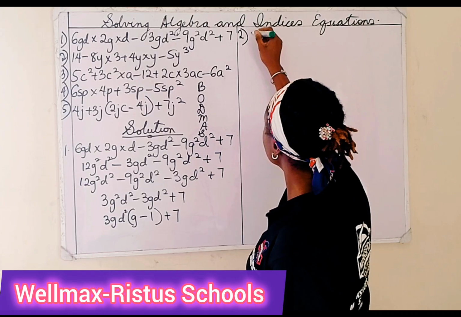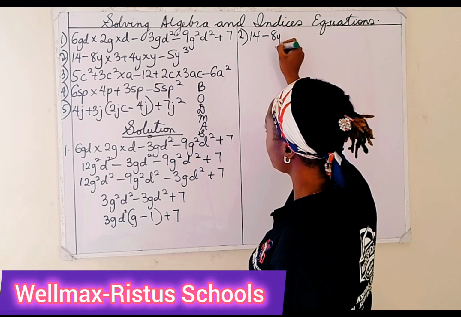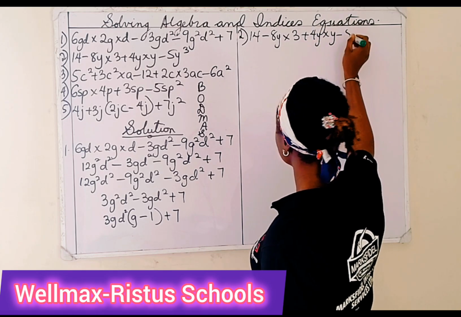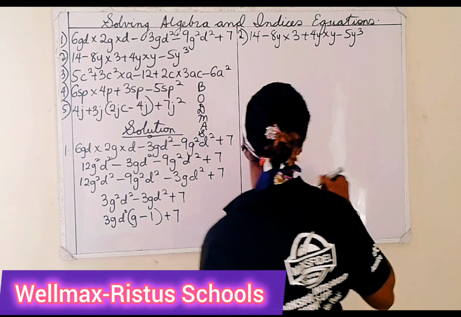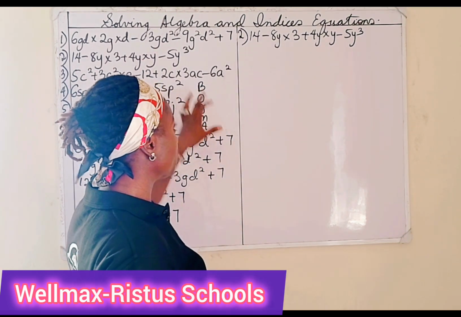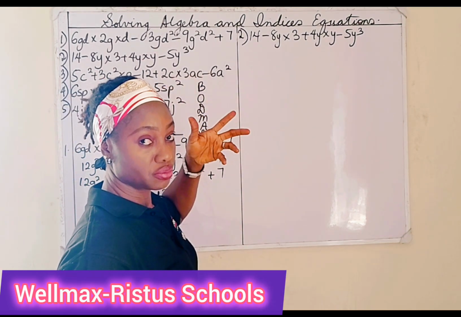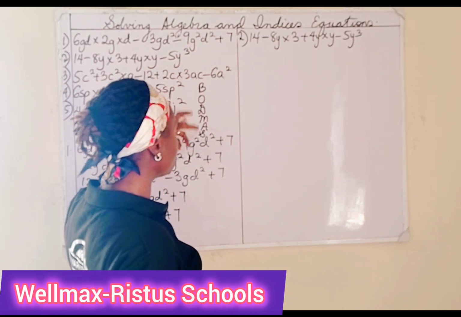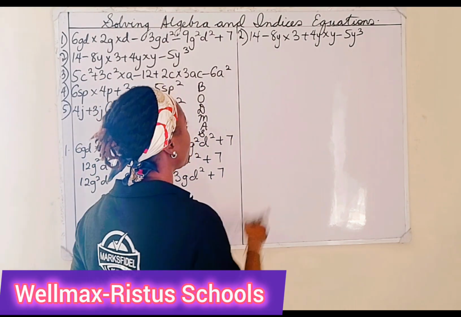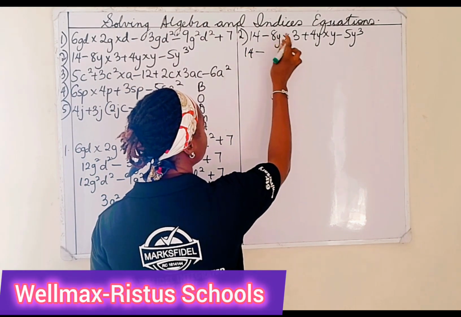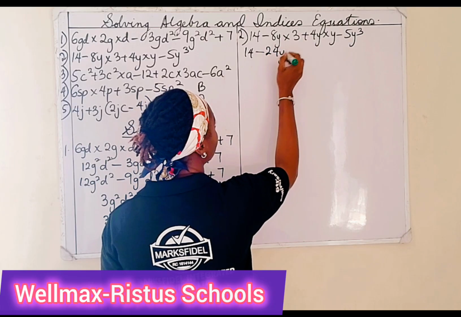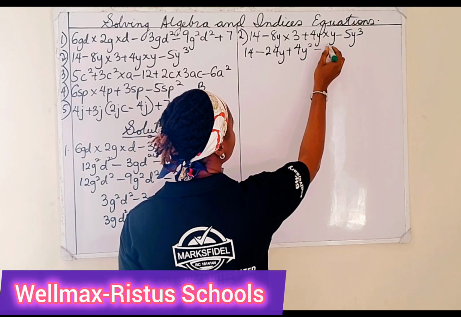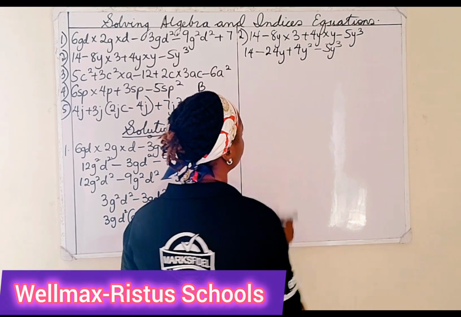Question 2. 14 minus 8y times 3 plus 4y times y minus 5y cubed. So like I said, when we're following the BODMAS principle, we start from the one that comes first in the BODMAS rule. So we have brackets, division, then multiplication comes next, addition and subtraction. So we're going to multiply first. So we have 14 minus 8y times 3, that's 24y, plus 4y times y, 4y squared, minus 5y cubed.